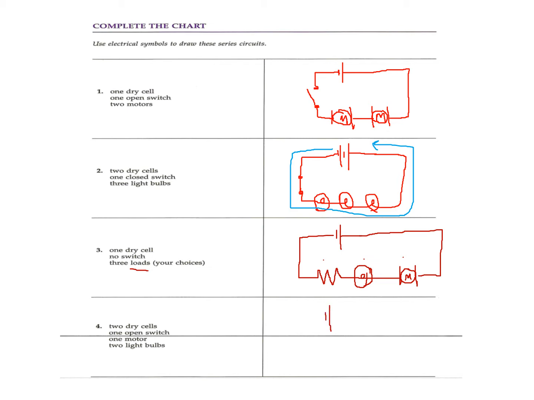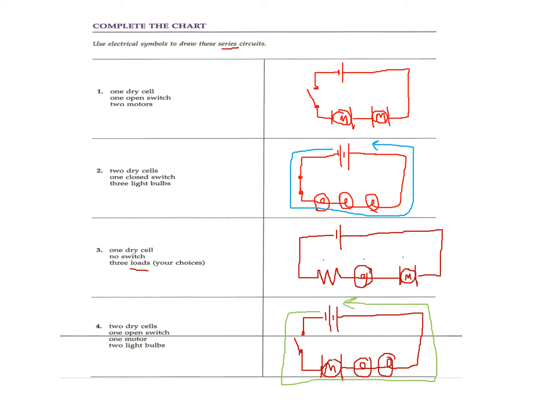Two dry cells, an open switch, one motor, and two light bulbs. Okay. So if I ask you on the test to draw a series circuit for me, it has to look like this. One loop only, one way. I start here, there's only one way to go back. So one rectangle, one.